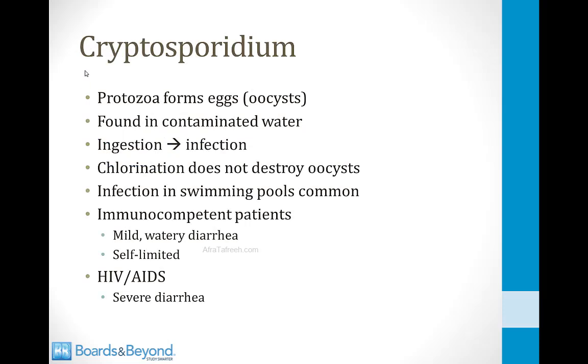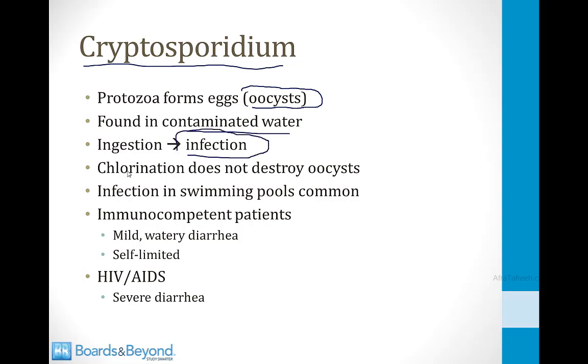And then the final GI protozoal infection is caused by Cryptosporidium, which causes cryptosporidiosis. This is a protozoal infection that you get from the ingestion of eggs, which are called oocysts. These are found in contaminated water, just like all the protozoal GI infections. And when you ingest the oocysts, you get an infection.